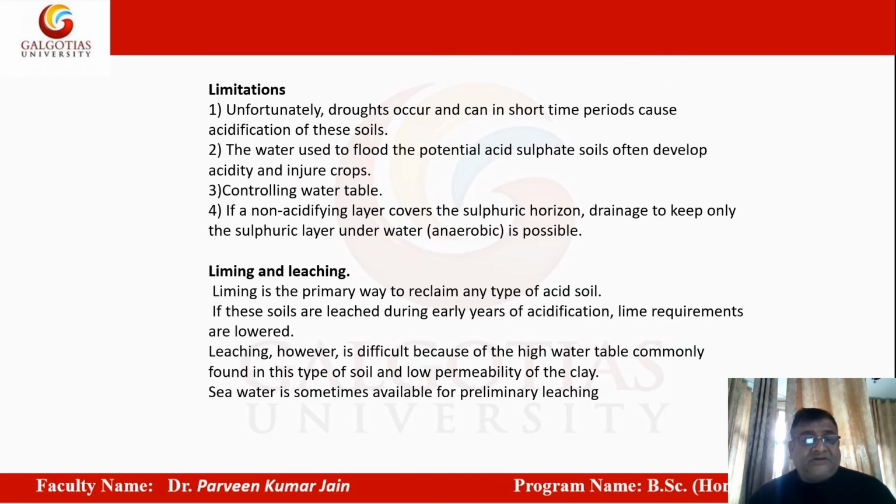The limitation with such soils is that, unfortunately, drought can occur, even short periods, and cause acidification of these soils. The water used to flood the potential acid sulfates often develops acidity and injures crops. Controlling water tables: if a non-acidifying layer covers the sulfuric horizons, drainage is done to keep the sulfuric layer underwater. So sometimes we go for liming also. We plan just like acid soil reclamation.